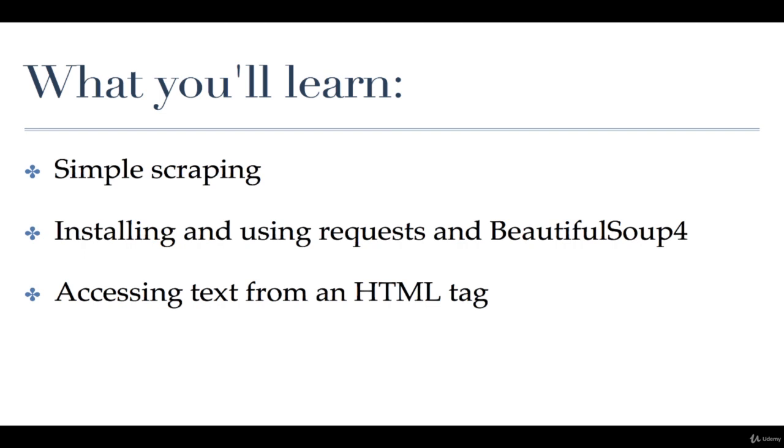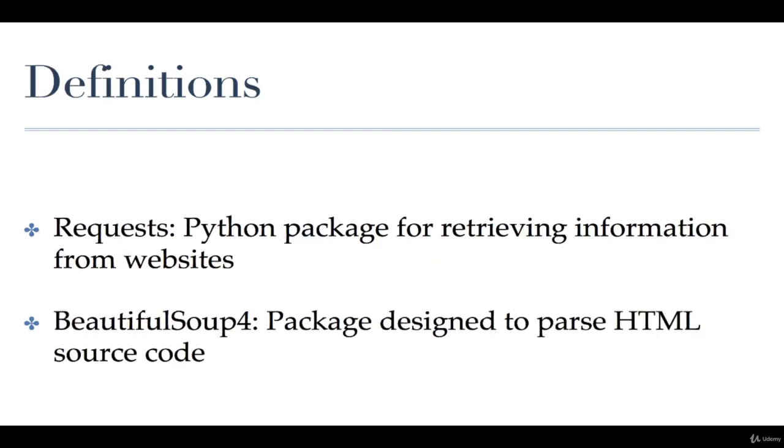So what you're going to learn is some simple scraping. We're going to introduce to you two packages. One is called requests, one is called Beautiful Soup. And then we're going to get to the point where we access a website and pull the HTML source code from it. That is what we're going to have done by the end of this class, okay?